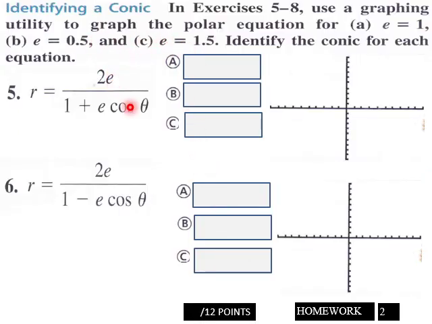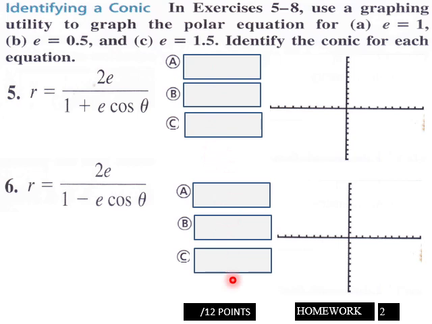use a graphing calculator to graph the polar equation. Graph these for A equals 1, B equals 0.5, and C equals 1.5. So you're going to have 3 graphs here on these plots. Identify the conic for each equation. So identify your conic here, A, B, and C.